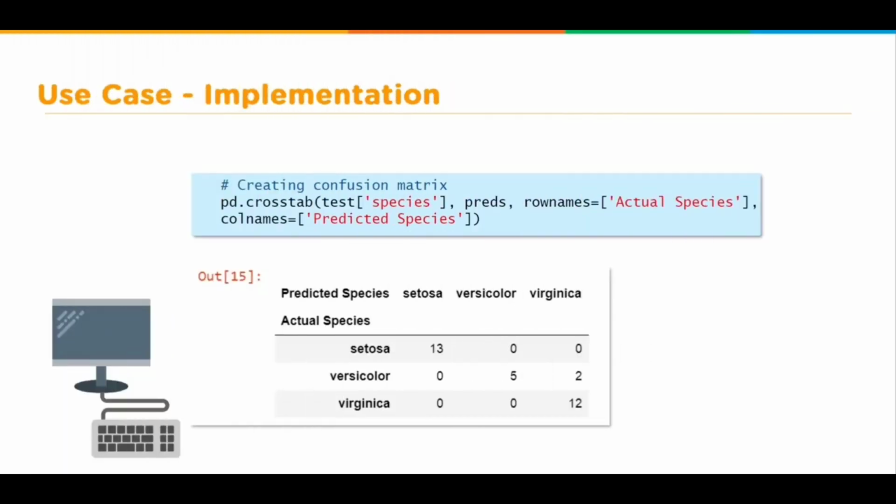Creating confusion matrix. pd.crosstab(test['species'], preds, rownames=['Actual Species'], colnames=['Predicted Species']). It will give the output predicted species: setosa, versicolor, virginica.